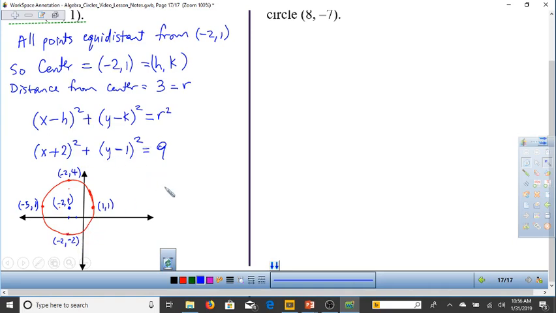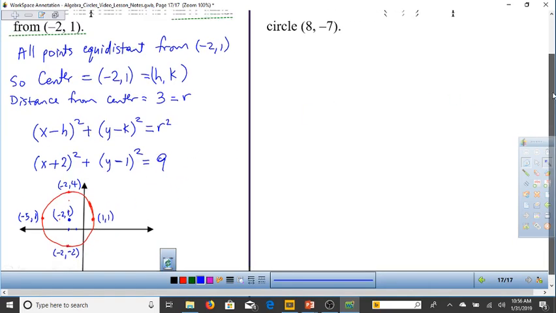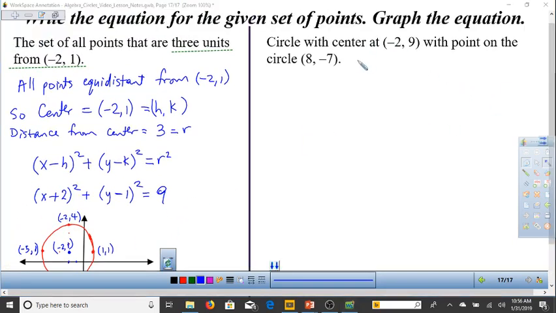Now, let's go on to this other question, similar to one I just did in the PowerPoint. Find the equation of a circle with center negative 2, 9, with point on the circle 8, negative 7. Standard question, very easy to do. And I would encourage you to try it before I go through the answer here.